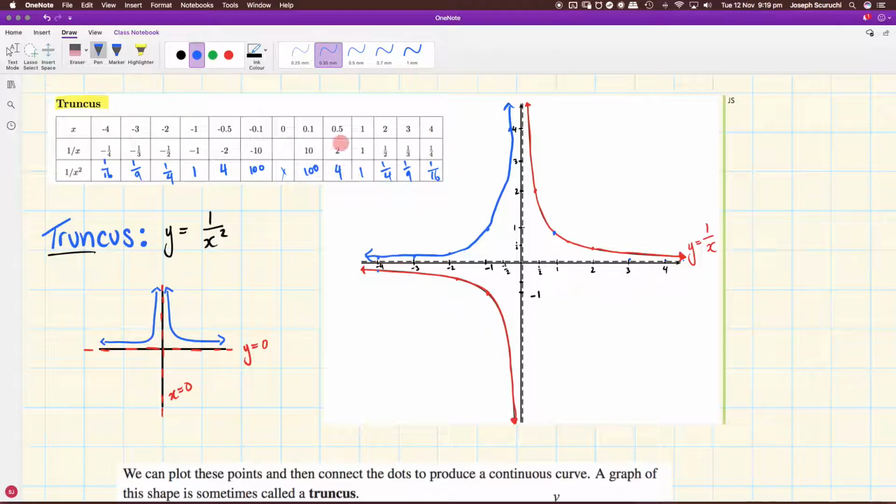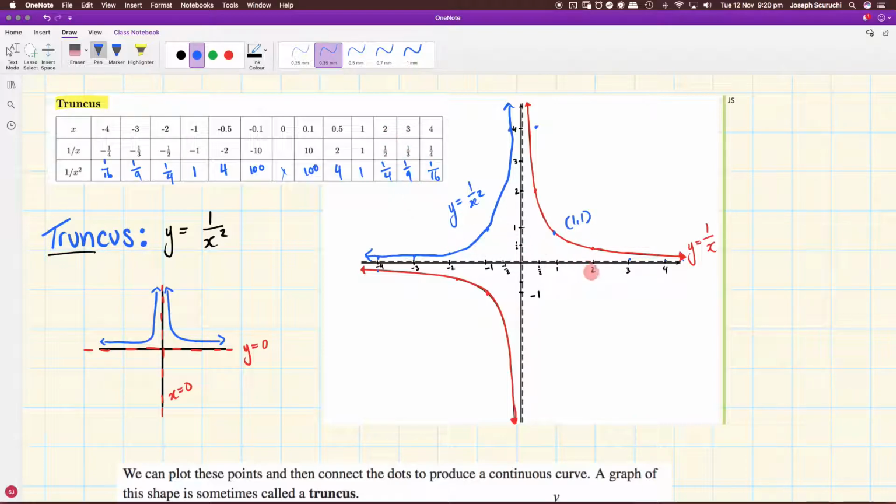Let me now graph this. When I have 0.1, I get 100. I unfortunately can't draw that on my graph. When I have 0.5, so a half, I get a 4 out. Notice that it isn't on the y equals 1 over x line. It is different. I am getting out different values. 1 over 1 is actually the same value, so that is the point where these two graphs touch: 1, 1.